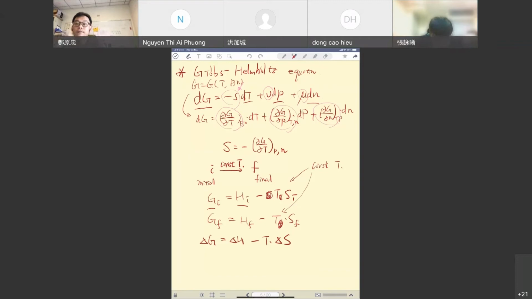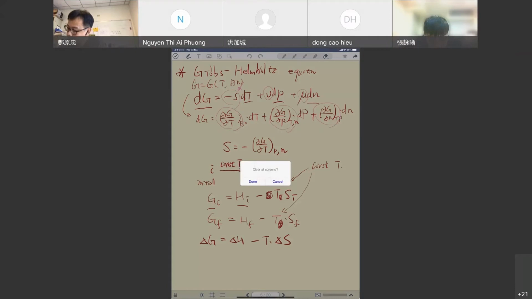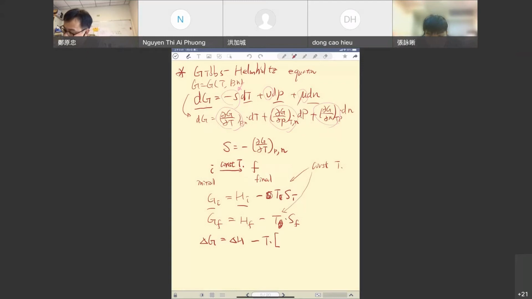Okay? But this T delta S will be just final minus initial entropy, and this final entropy will be calculated from its free energy, this one also. So this allows us to rewrite this equation into delta H plus, because of this minus sign here, plus T partial delta G, partial T.